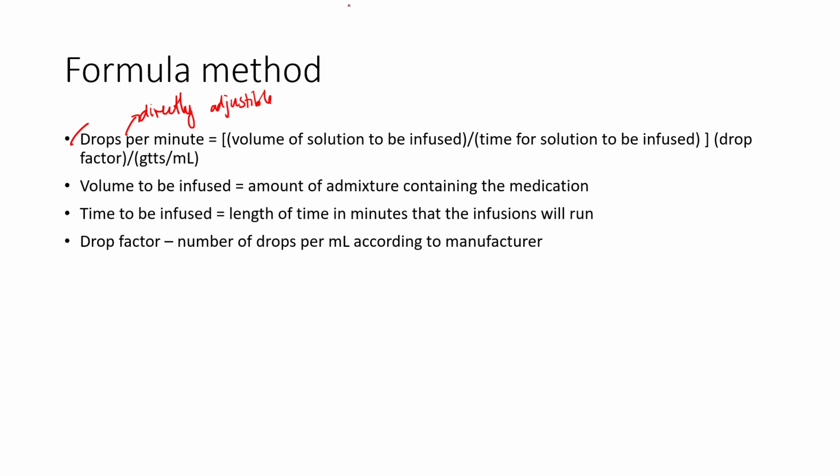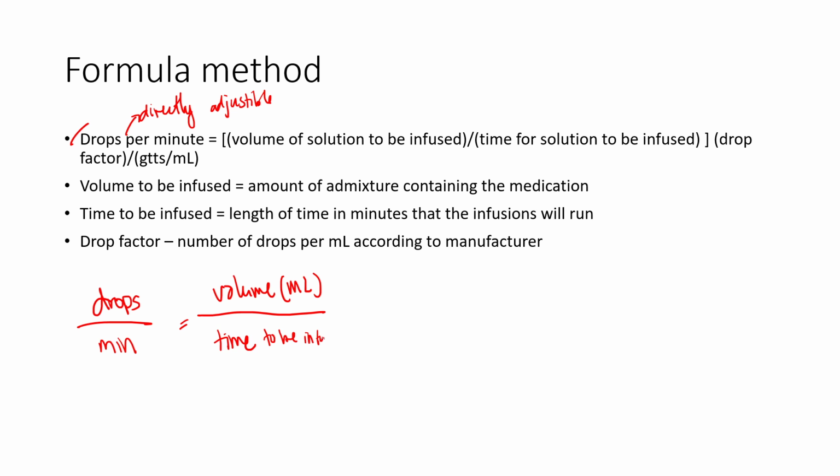You can get drops per minute by a simple formula. You have your volume to be infused in ml over time for solution to be infused. It is better if you have it in minutes. Then you multiply this whole with your drop rate. Your drop rate is in drops per ml.